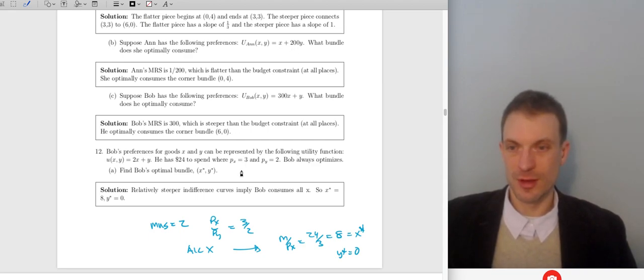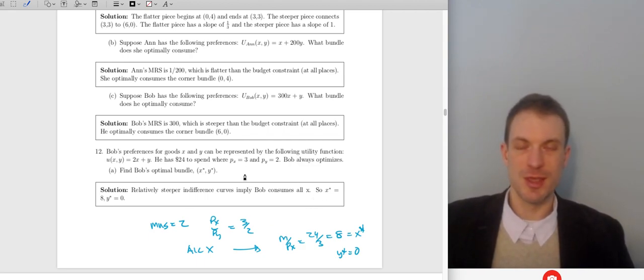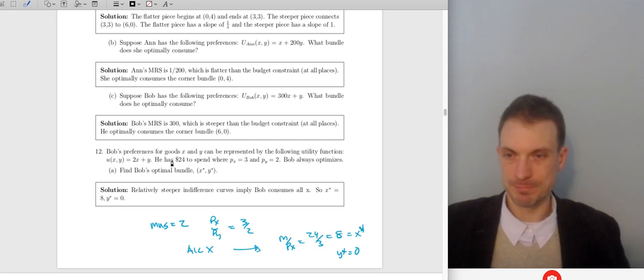All right. Let's see. Oh, I got the answer for 12 down here. So let me do 12 now, even though I said I wasn't going to. And then I'll start the next video with 13. Bob's preferences for X and Y can be represented by the following utility function, 2X plus Y. Bob has $24 to spend. PX is 3, PY is 2. Bob always optimizes. Find Bob's optimal bundle.